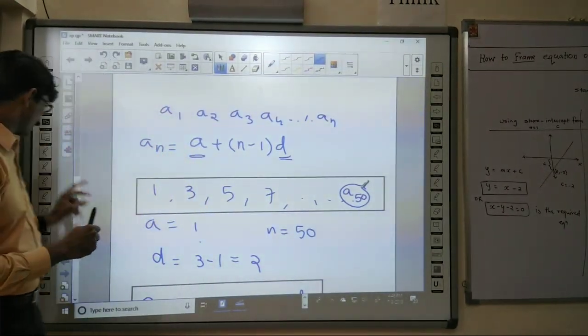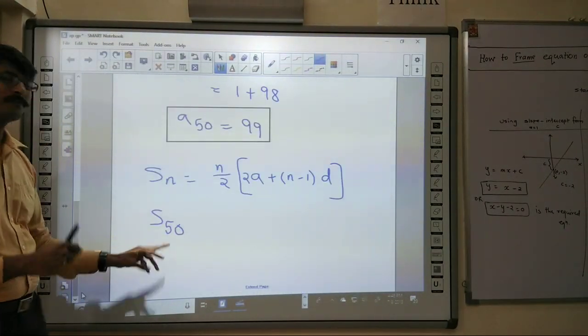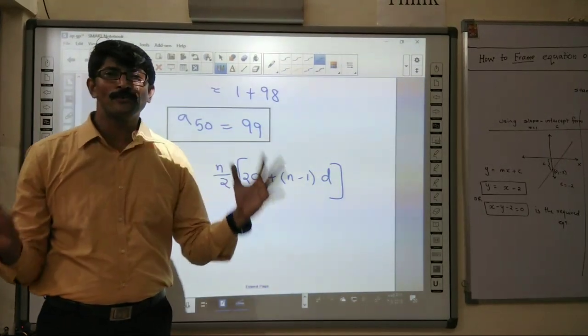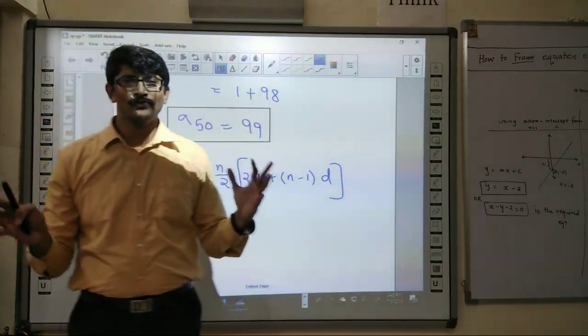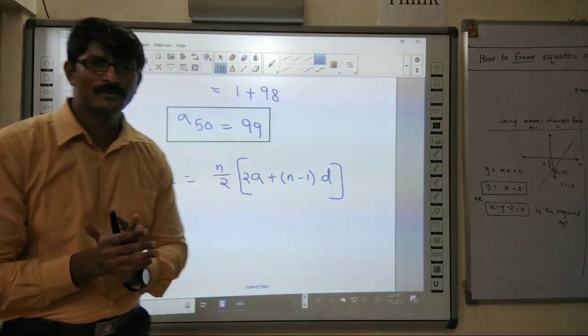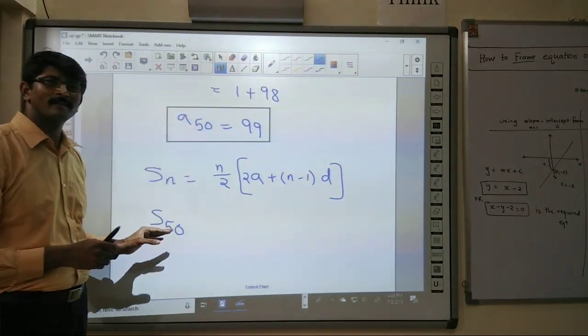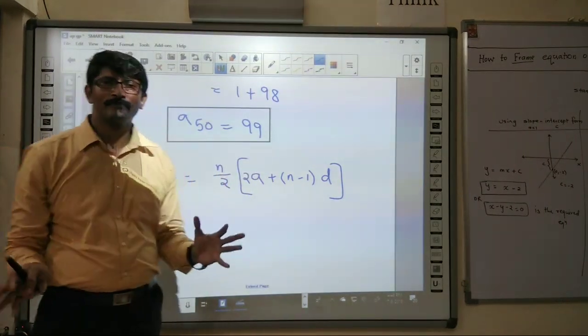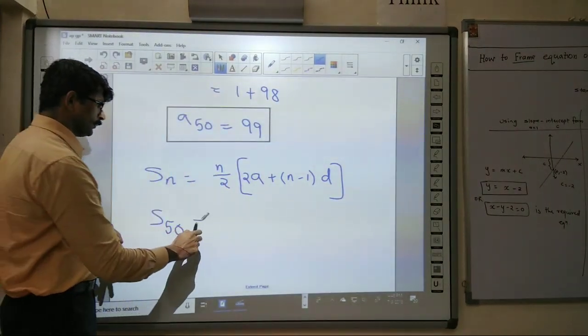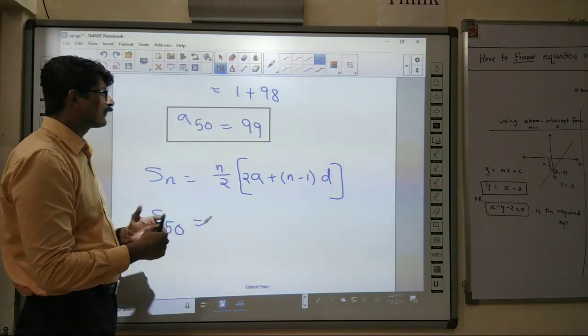And what is this S50? S50 is the sum of all first 50 terms. I hope, students, you are understanding. S50 is nothing but the sum of all first 50 terms. So let's try and find that.